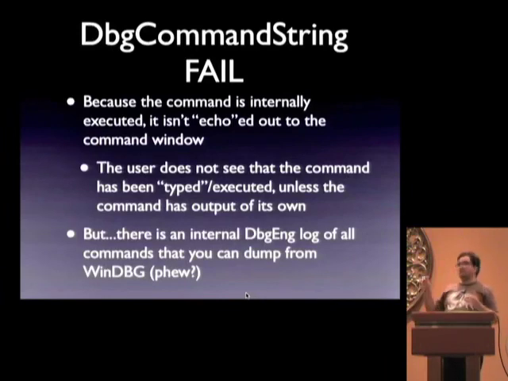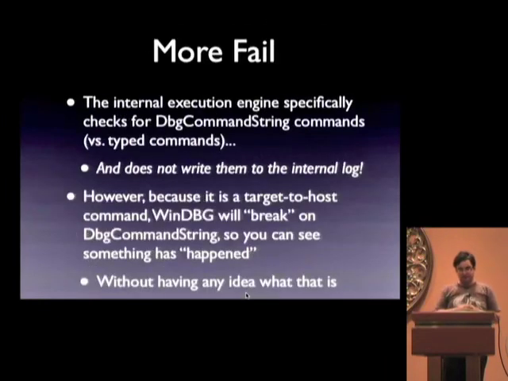But thankfully, there's a dbgeng log. There's a log in the debug engine that shows you all commands that have been executed. It turns out that log specifically checks if this is a command that was sent remotely and will not log that command. However, because it has a built-in breakpoint, if someone does send a debug command string, even though you don't see what the command was, your debugger will break on debug command string. So you'll know someone sent a command string.